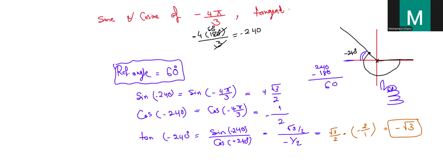Excellent. Okay, let's say I have this question. For example, he asks you to find secant and cosecant for 225.